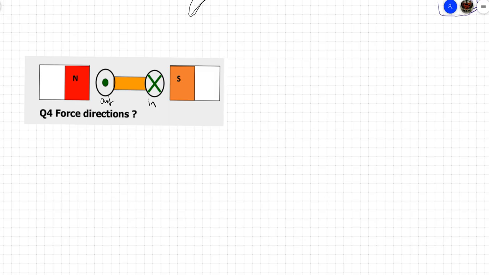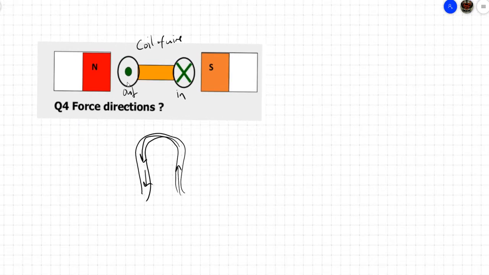This is actually a coil of wire. It looks like this: the wire goes like this and then comes back like this. So the current's going in this way, and then the current comes out this way. So you've got a loop, a coil of wire. Now let's take a look at what we have. We're going to do it bit by bit.